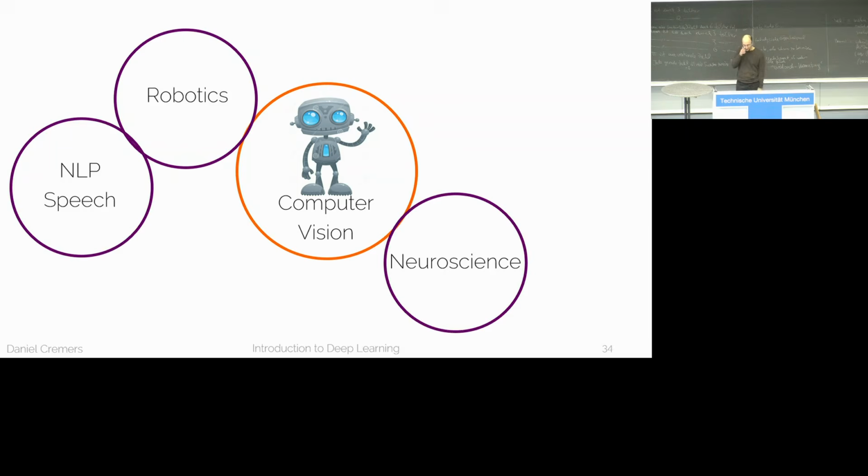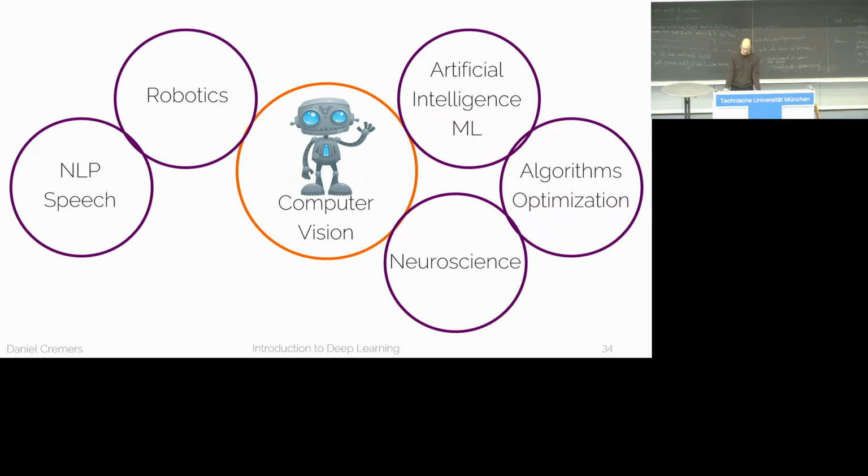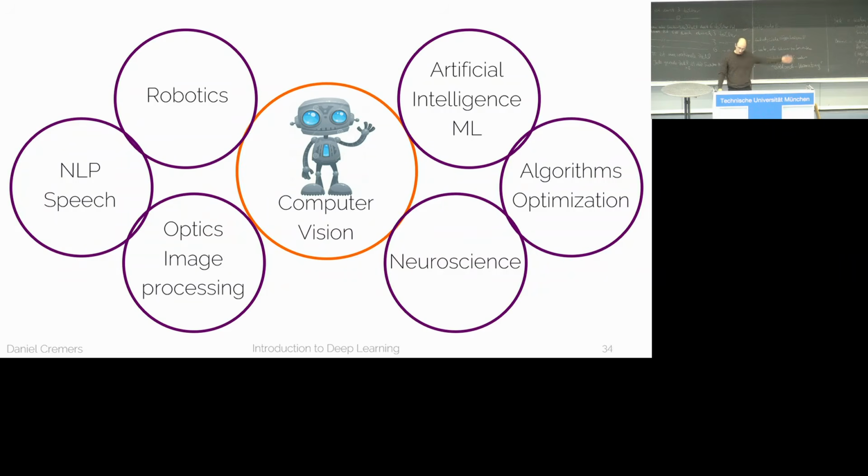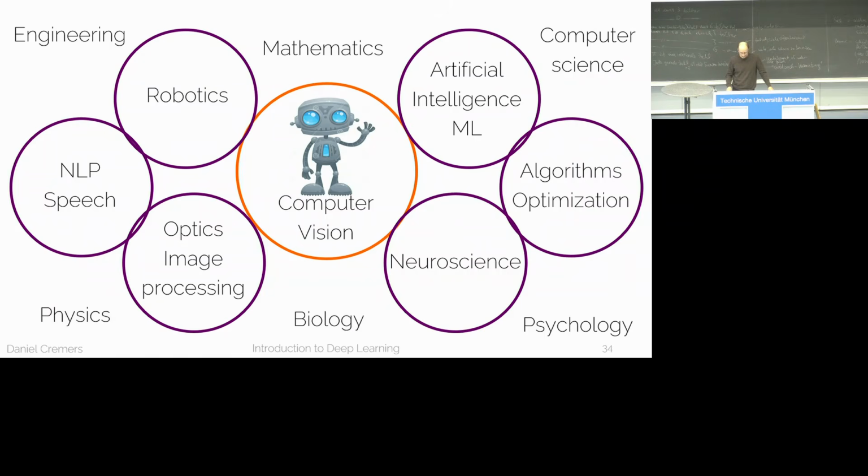But it's not just computer vision. There's robotics, there's speech processing, there's the neurosciences, AI, machine learning, algorithms, optimization. And there's a lot about optics and how cameras work that matters to computer vision. So there are many adjacent research areas that are relevant. And there are obviously many disciplines involved: engineering, math, computer science, physics, biology, psychology, and chemistry, or you name it, right? It plays a role all over.